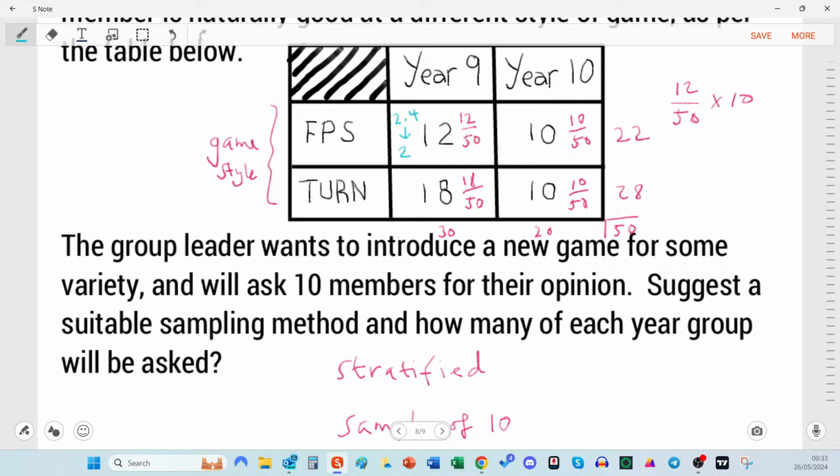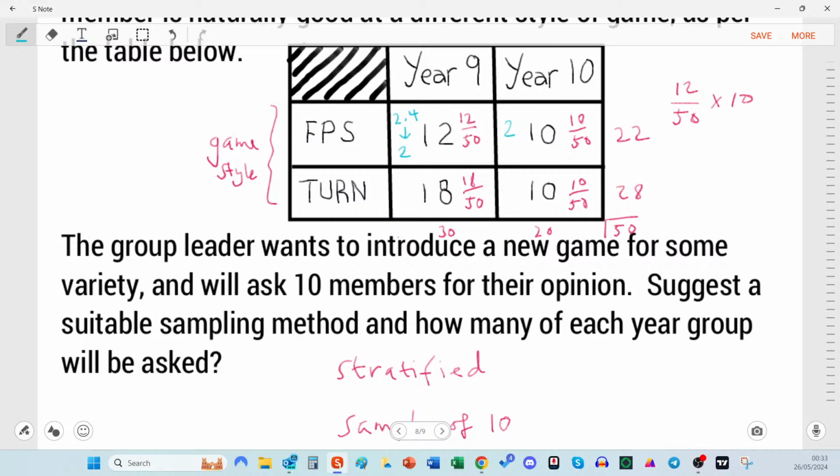Same for year 10. We're going to do 10 over 50 multiplied by the sample size, because 10 over 50 is a proportion of year 10's the FPS. And if you multiply it by the sample size of 10, you get 2. So we're going to pick 2 people from there.